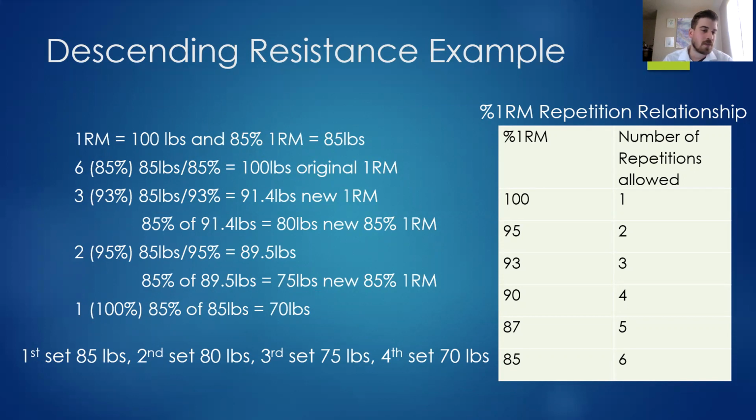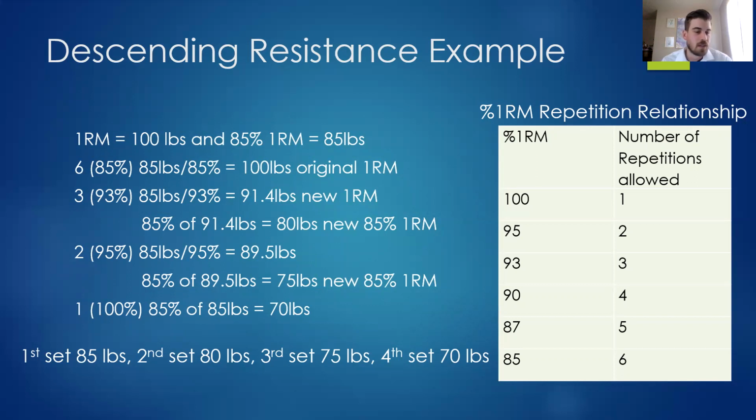So for the first one, it'd be 85% based on the table, and then 85 pounds divided by 85% equals 100 pounds of the original 1RM. And then for the second set, they completed 3 repetitions, so 85 pounds divided by 93% equals 91.4 pounds for their new 1RM. And then 85% of 91.4 pounds equals about 80 pounds, which would be their new 85% 1RM.